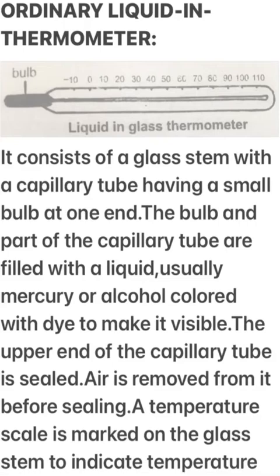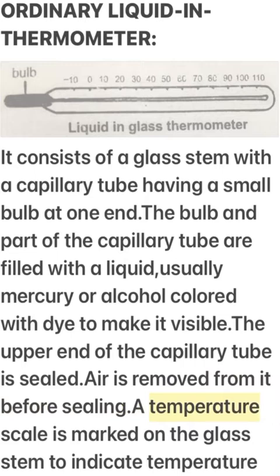Ordinary liquid in glass thermometer. It consists of a glass stem with a capillary tube having a small bulb at one end. The bulb and part of the capillary tube are filled with a liquid, usually mercury or alcohol colored with dye to make it visible. The upper end of the capillary tube is sealed. Air is removed from it before sealing.